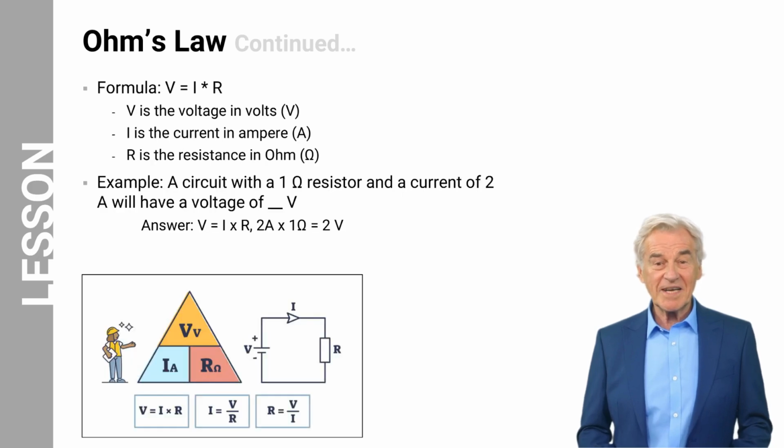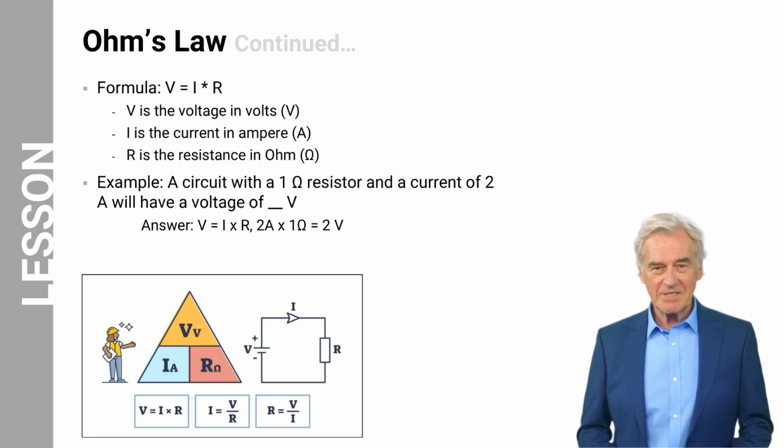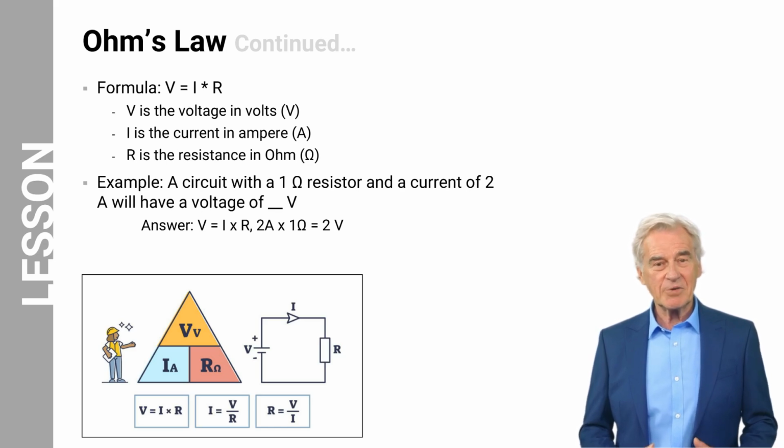The Ohm's law triangle is a visual representation of the mathematical relationship as shown in the image. Putting these into words, Ohm's law states that voltage equals resistance multiplied by current. Resistance equals voltage divided by current, and current equals voltage divided by resistance. Voltage is measured in volts, current is measured in amperes, and resistance is measured in ohms.